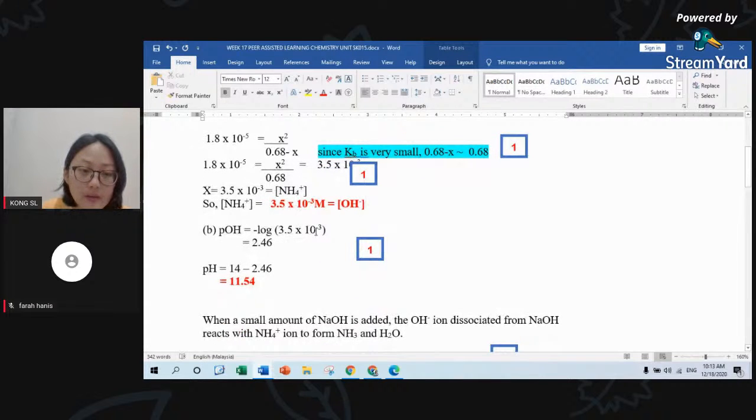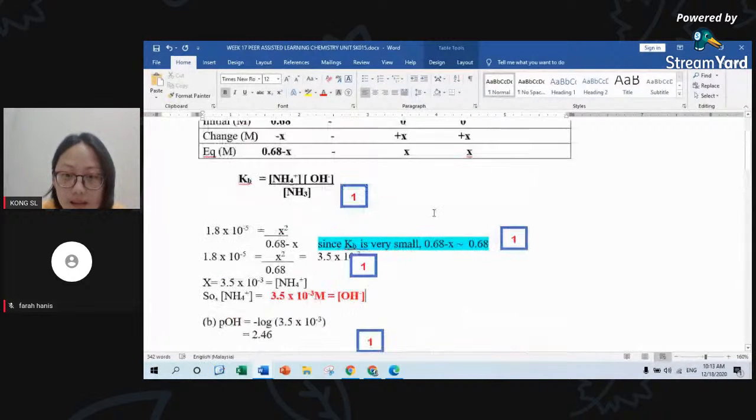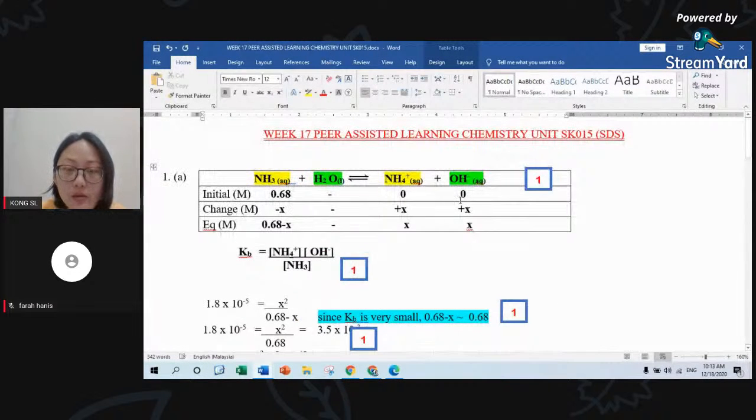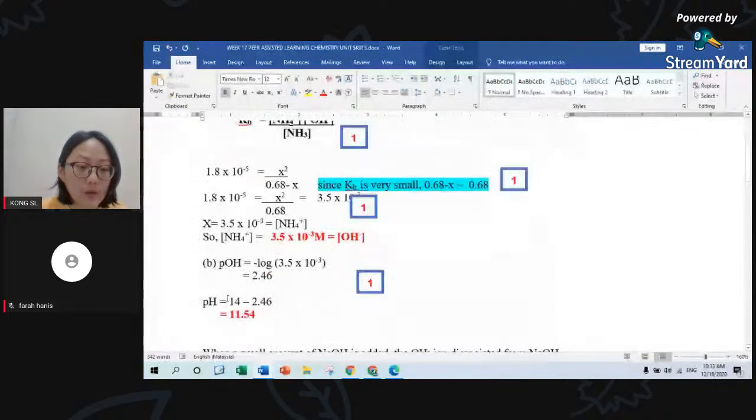of the concentration of hydroxide, which equals 2.46. Always remember, this is hydroxide ion, so you are dealing with pOH, not pH. If you want to find the pH, you have to apply the formula pH plus pOH equals 14. So in this case, pH equals 14 minus pOH. So this is the answer. Just a quick review. Now we proceed to the next.